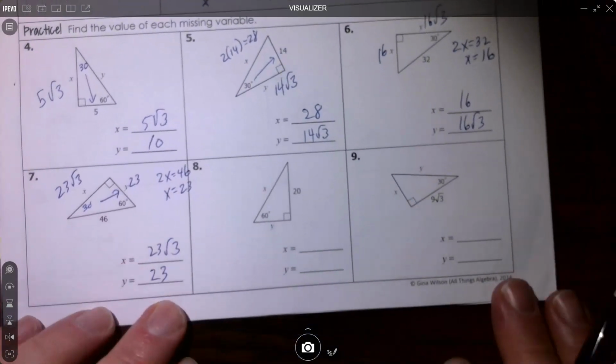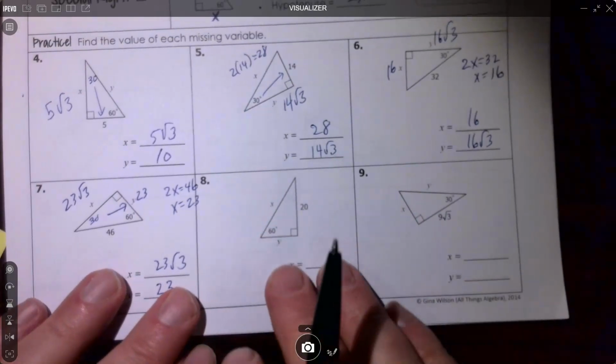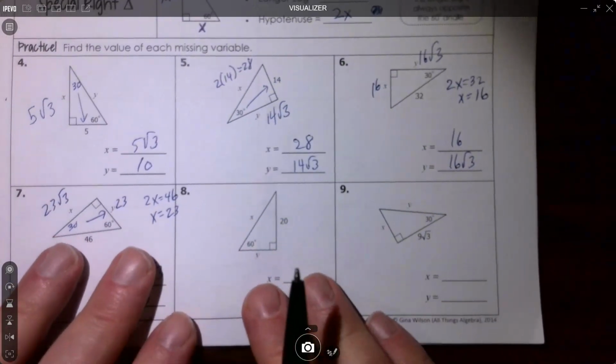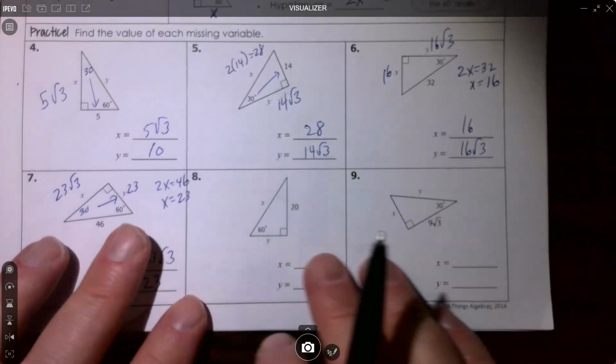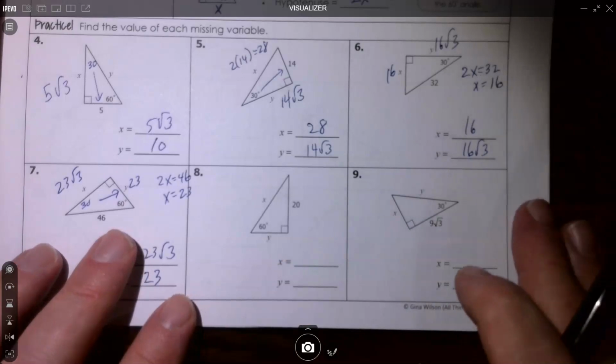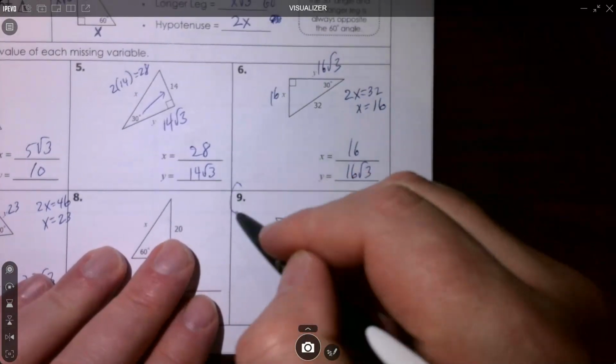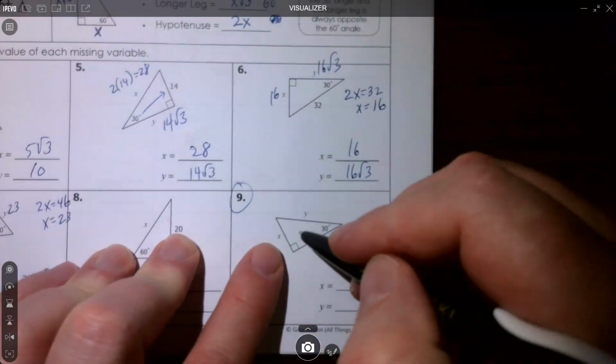All right, so let's see if they get a little bit harder. Okay, so now they're getting a little bit harder. Yes, both of these are harder. So how are we going to do them? All right, so let's do number 9 first. 9 looks easier. Okay, so we know we have the 60.